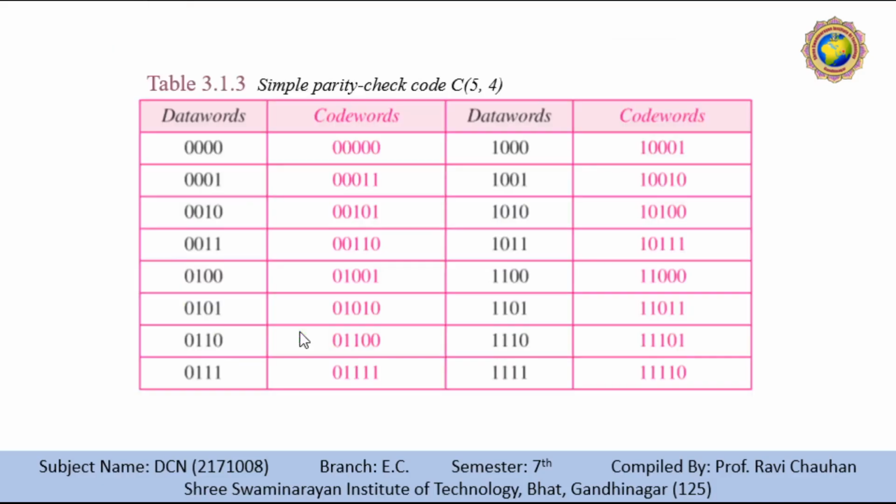Our first code, in table number 1, is a parity check code with k = 2 and n = 3. The code in table number 3 is also a parity check code with k = 4 and n = 5. This means there are 4-bit data words and 5-bit code words, so n is 5 here and k is 4. So we can say that this is C(5,4), where 5 is n and 4 is k.